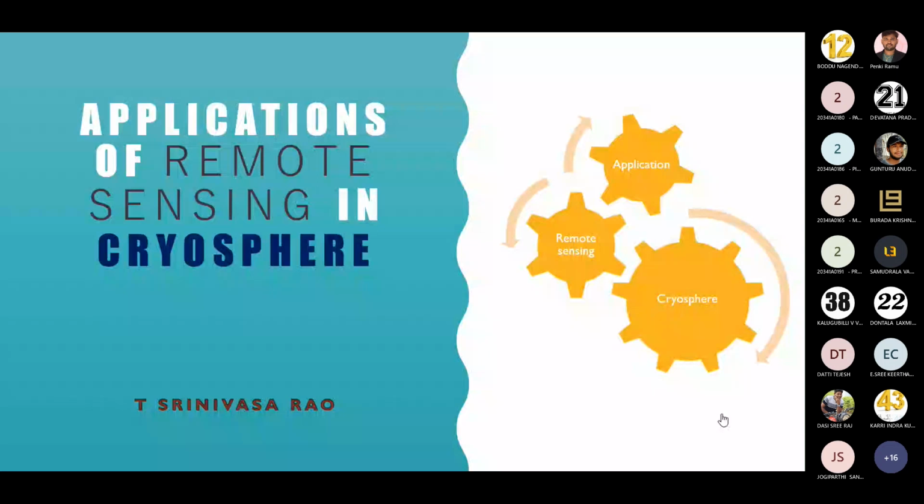Okay. Cryosphere is a Greek word which means cold or too cold. This cryosphere indicates the coldest portions of the Earth's surface where water is going to be in the solid form. Water in the solid form means water exists in the form of ice or snow. Water can exist in different forms: a solid form, a liquid form, or even a vapor form. But here in the cryosphere, water is going to exist in the solid form.